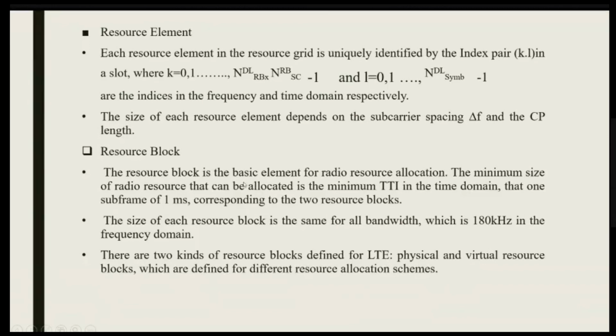Resource block is the basic element of radio resource allocation. The minimum size of radio resource that can be allotted is the minimum transmission time interval in the time domain, that is one subframe, equal to 1 millisecond and corresponding to 2 resource blocks. The size of each resource block is the same for all bandwidths, which is 180 kilohertz in the frequency domain. There are 2 kinds of resource blocks defined in LTE, physical and virtual resource blocks, which are defined for different resource allocation schemes.